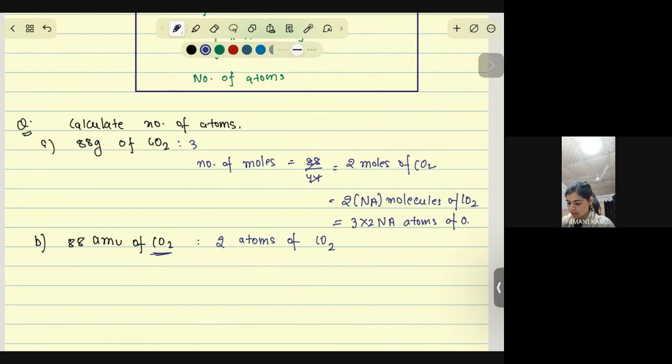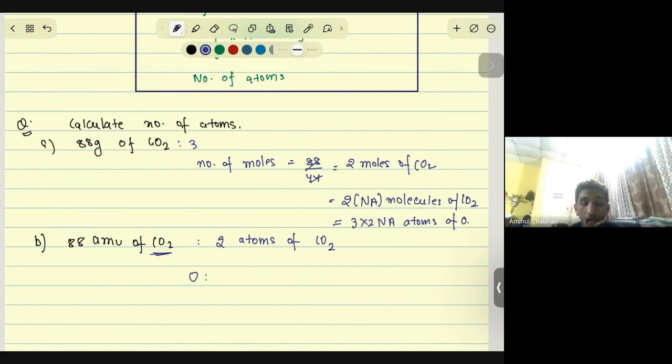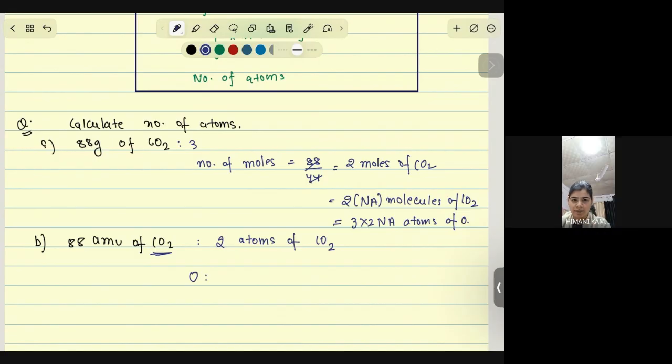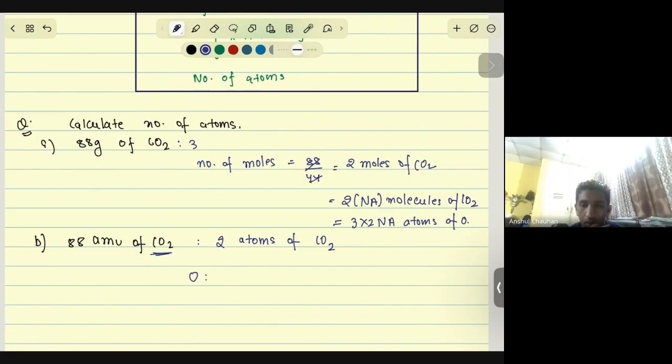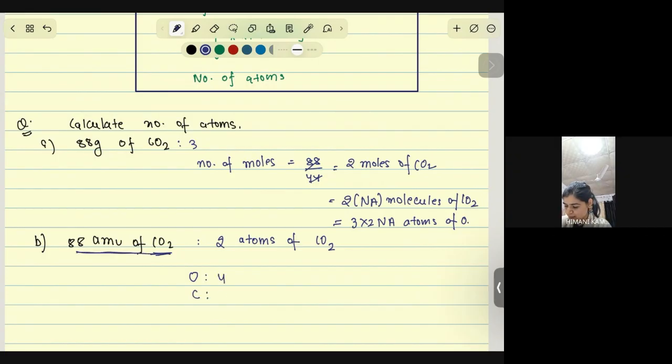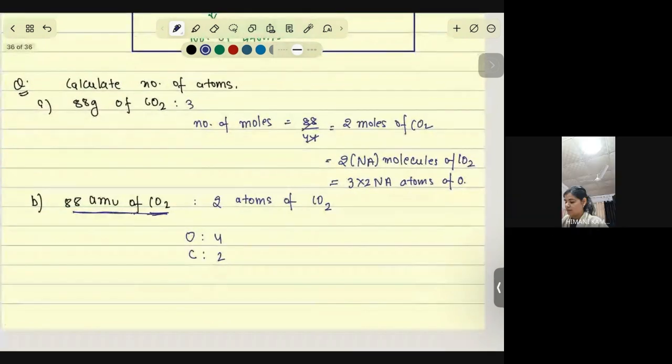So can you tell me the number of atoms of oxygen in this? Number of atoms of oxygen in CO2. It's 2 atoms in 88 AMU. Okay, it will be 4. Yes, 4, and for carbon it will be 2.